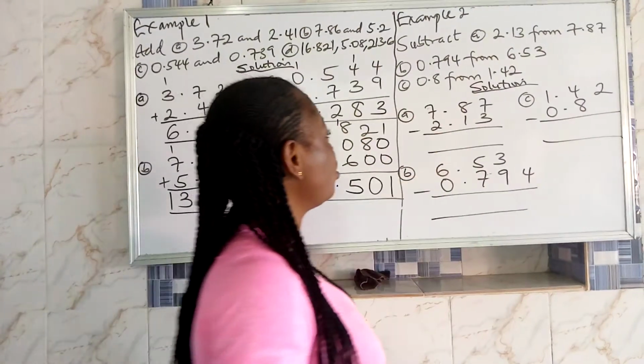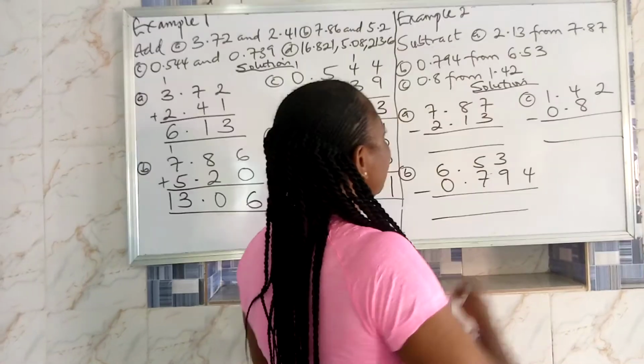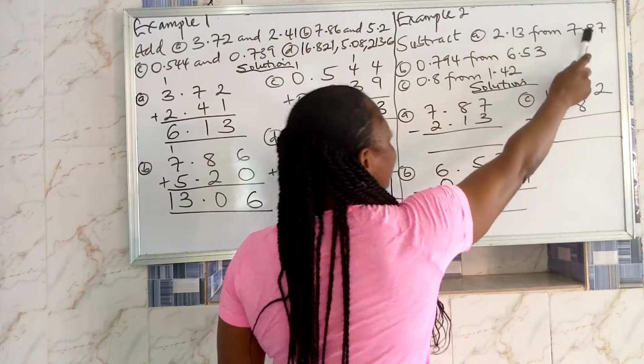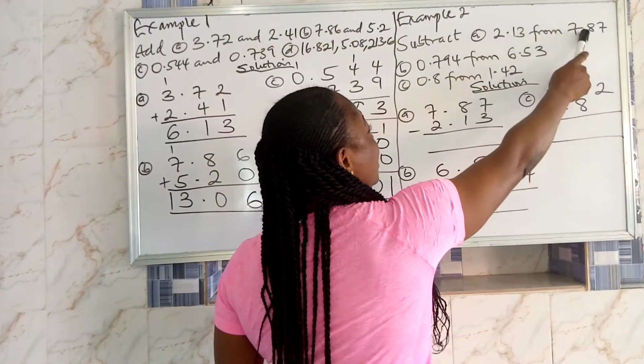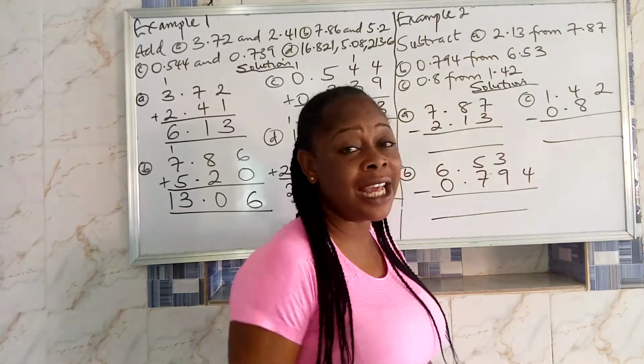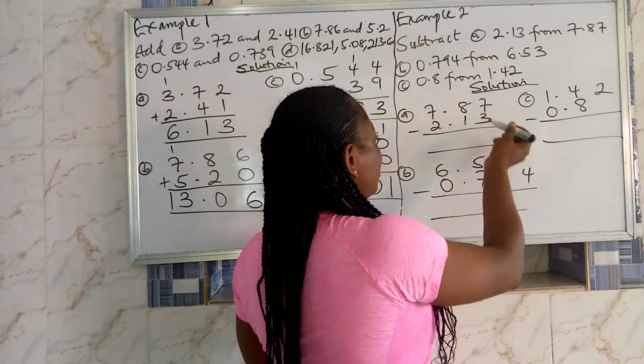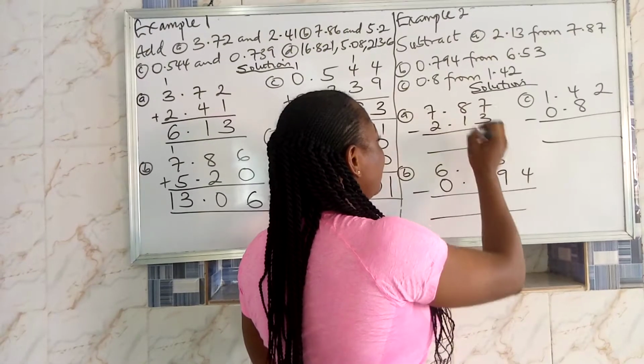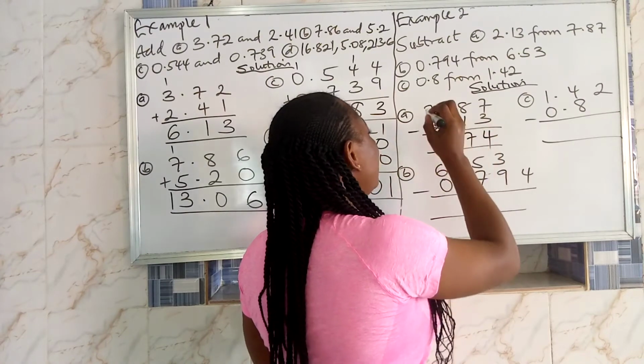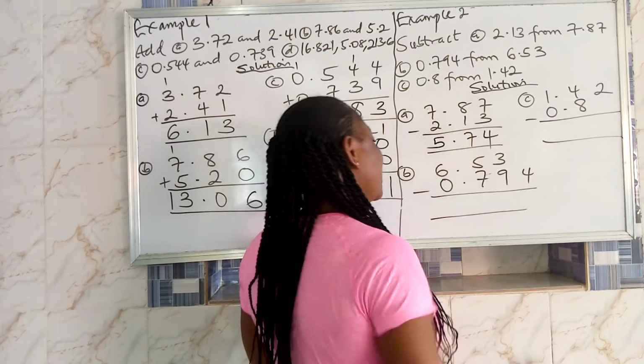Now let's move on to subtraction. The first question says, I will subtract this from this. That means I'm going to write this one first. I'll put this one under it. So now let's subtract. 7 minus 3 will give me 4. 8 minus 1 will give you 7. 7 minus 2 will give you 5.